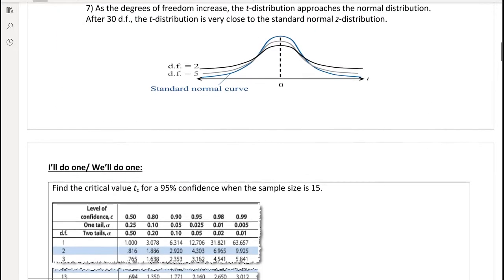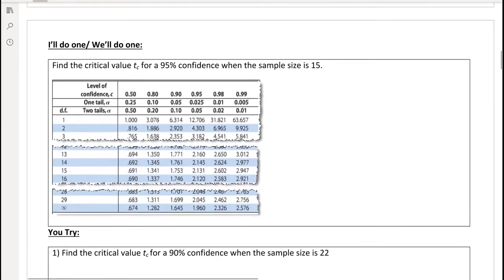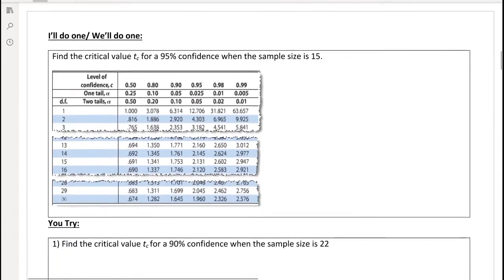All right, enough with all this talk. I'll show you how we actually do this. Today, though, we're only going to be starting off with just finding the critical value, t sub c, and we'll continue with the rest next time. So today, we're going to keep it simple here.